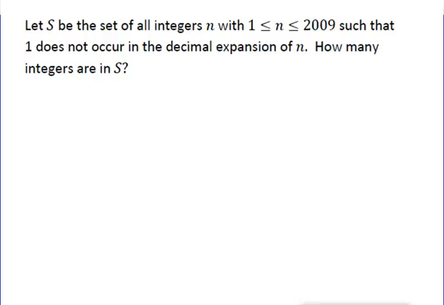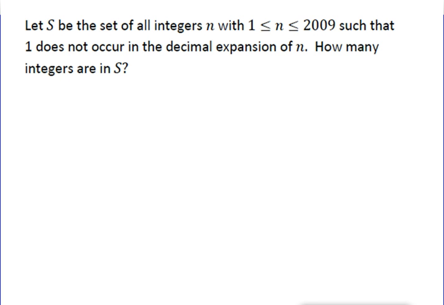Okay, so in this problem you're asked to find basically all the integers such that 1 is not one of its digits. It might be a little bit confusing about how the wording is in the decimal expansion of n, but the decimal expansion of n essentially means the base 10 expansion, meaning what's it look like as an actual integer. And so we need to think of a way to do this.